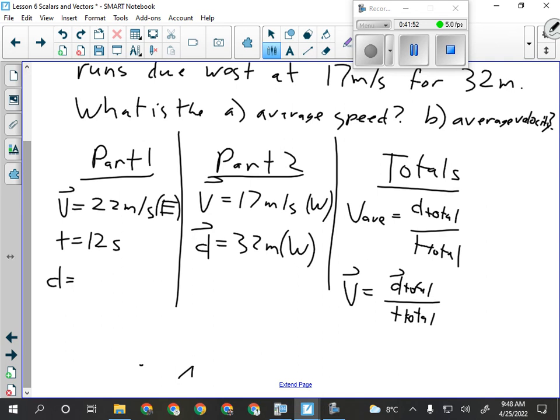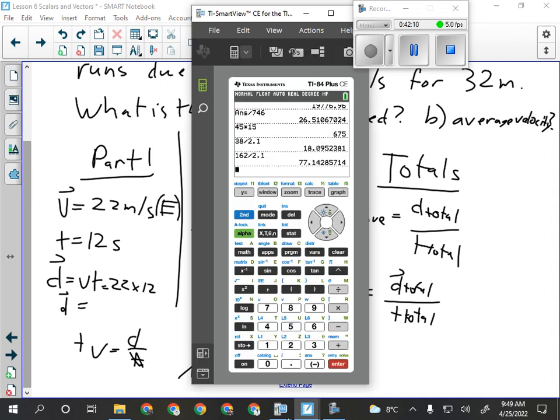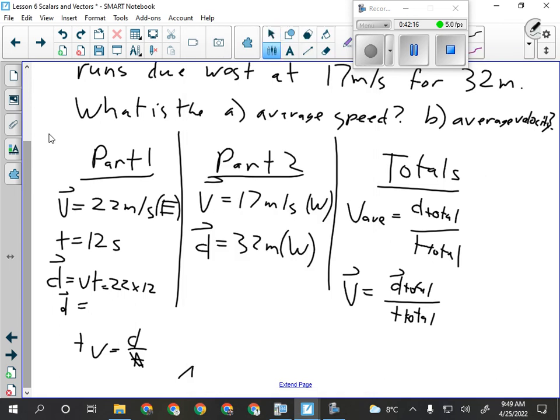And if I manipulate v equals d over t, to get d, that just means I multiply both sides by time. Okay, so d will equal v times t, so that'll be 22 times 12. Okay, so that's going to be a displacement that I'll be calculating there. Okay, so 22 times 12. 264 meters east.